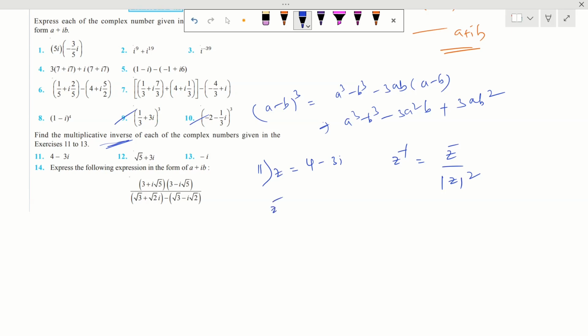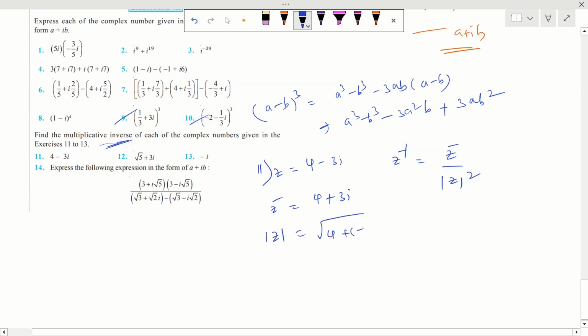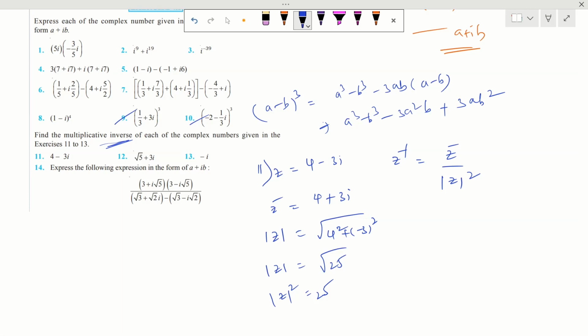So we need to find z bar. What is z bar? The minus becomes plus, so 4 plus 3i. What is the modulus of z? It is the square root of 4 square plus (minus 3) whole square, that is 25. The square root of 25 is 5, and modulus of z squared is 25 here. Then when we write, z bar is 4 plus 3i, and this is 25. We can write this as 4 by 25, i 3 by 25.